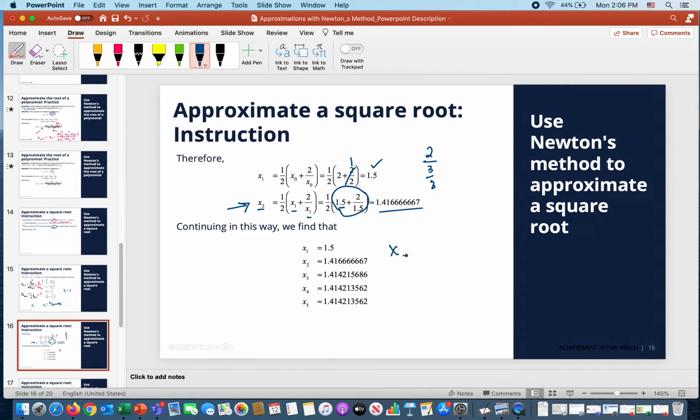So our next one, our x sub 3, would look like this. 1/2 times 1.41666 repeating, plus 2 over 1.41666 repeating. And we would simplify this to get that next value, that x sub 3. And then I'm going to use that one in x sub 4, and I'll use that one in x sub 5. So you can see how closely we get down here with x sub 5 to the actual square root of 2 value.